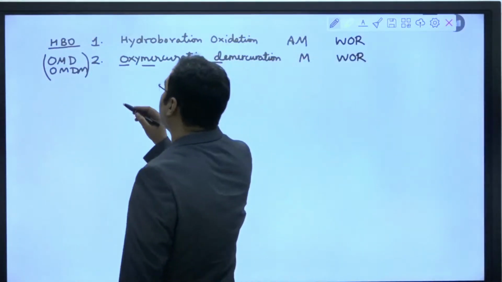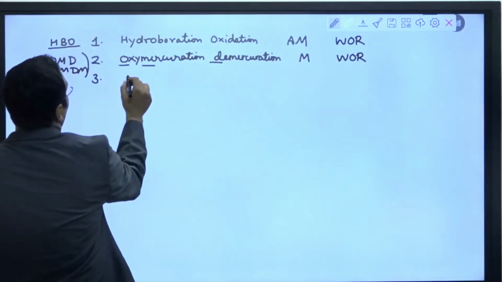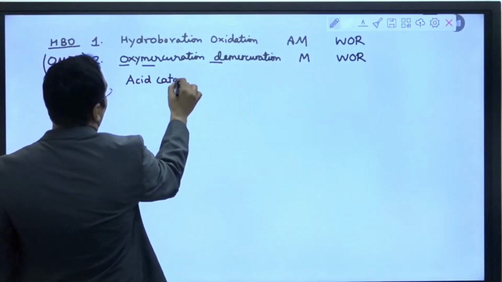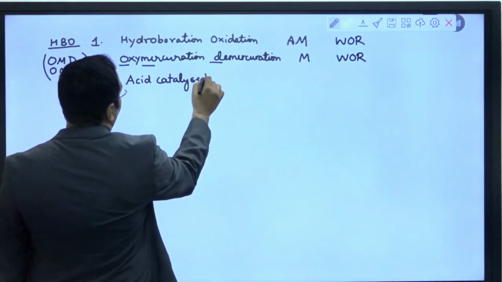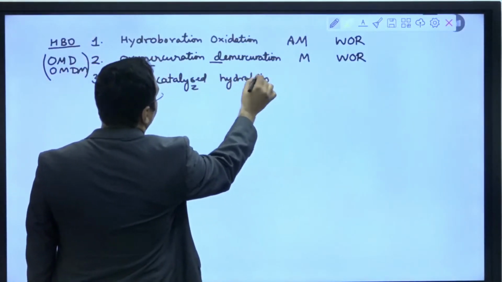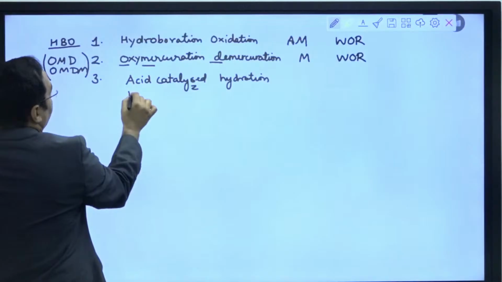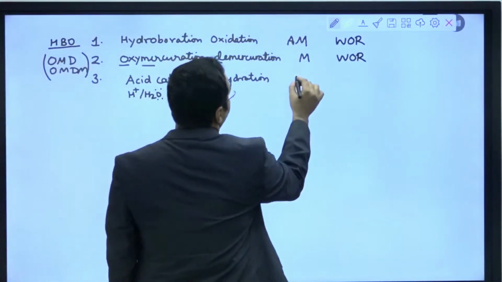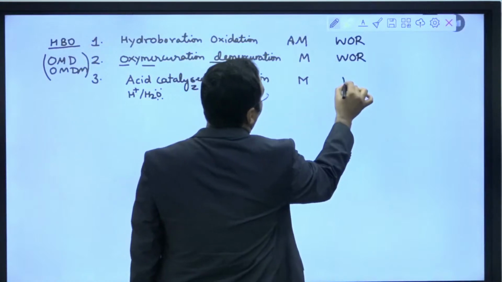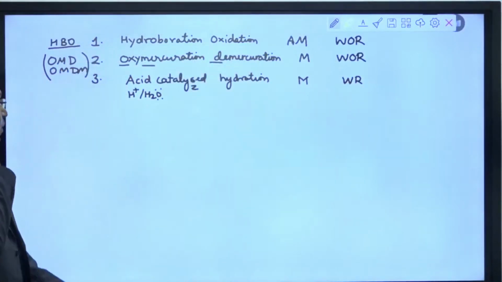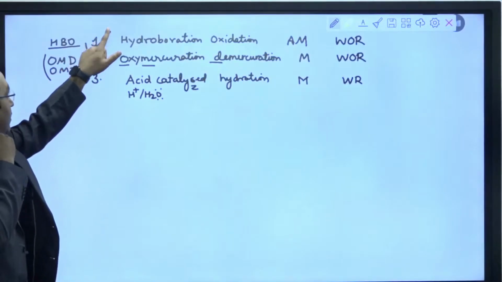And the third reaction in this sequence is acid catalyzed hydration. So basically it is an H plus H2O kind of setup. This is Markovnikov with rearrangement. Okay. Which one did you just study? First.